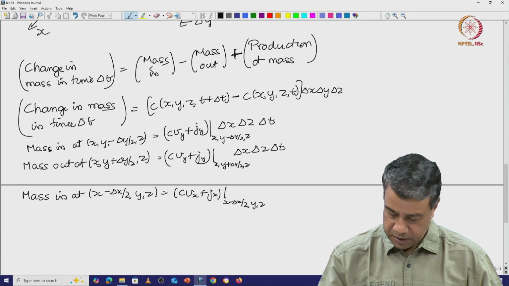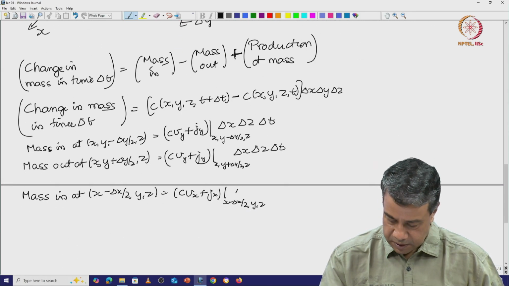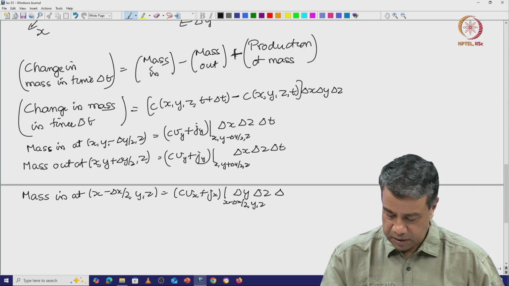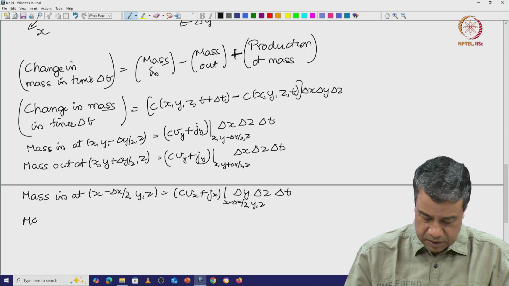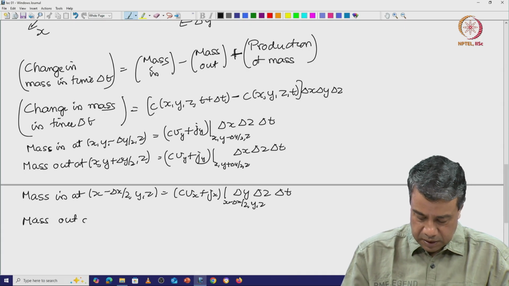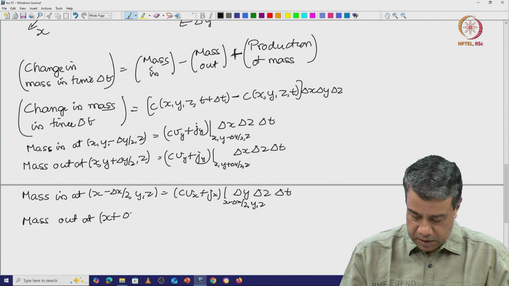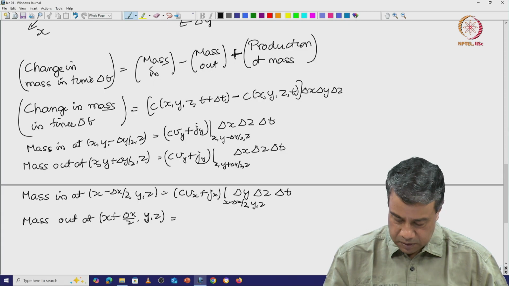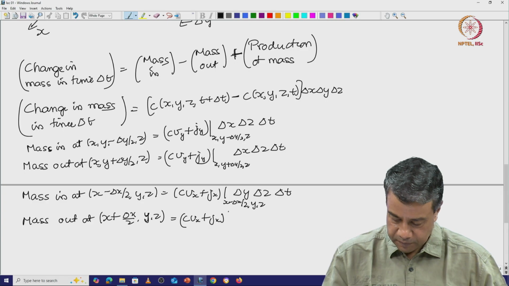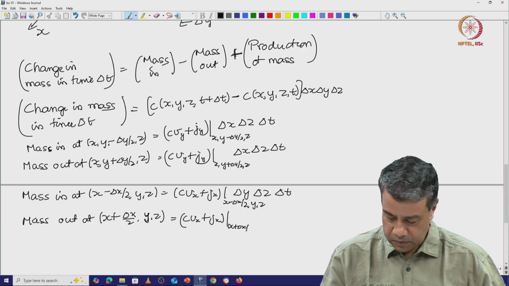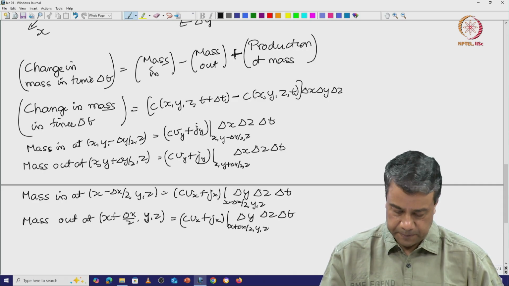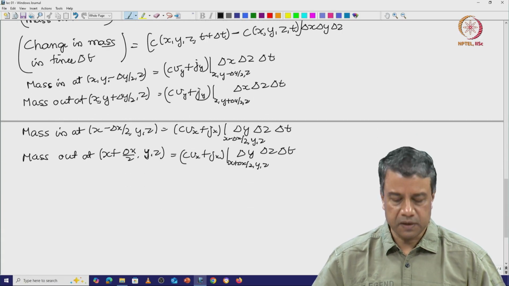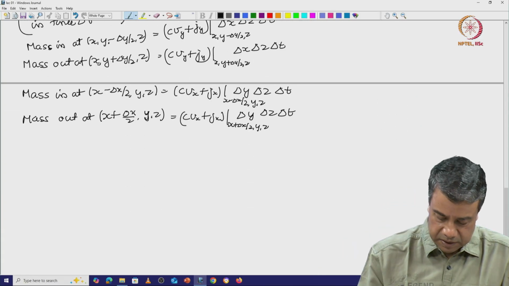So, I get delta y, delta z, delta t, and mass out at x plus delta x by 2, y comma z is equal to C Vx plus Jx at x plus delta x by 2, y comma z, delta y delta z delta t. And then we have the top and bottom surfaces. You can write it by analogy.